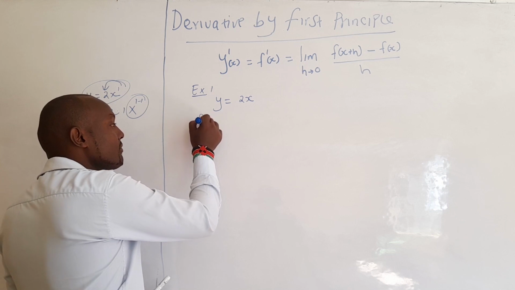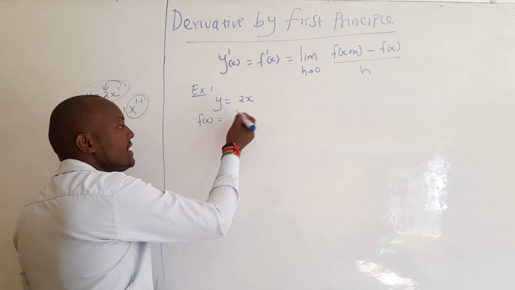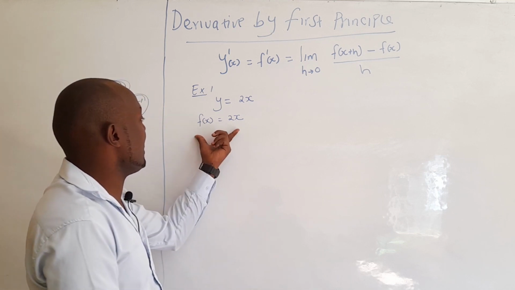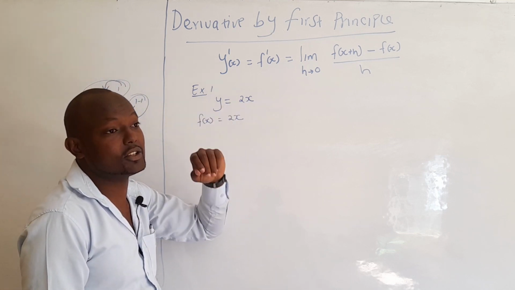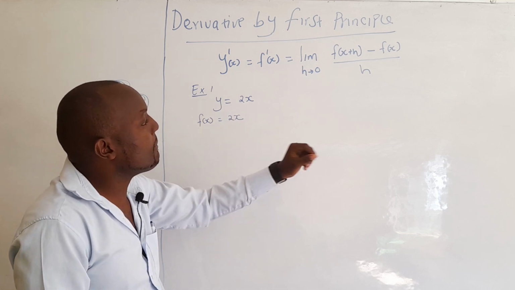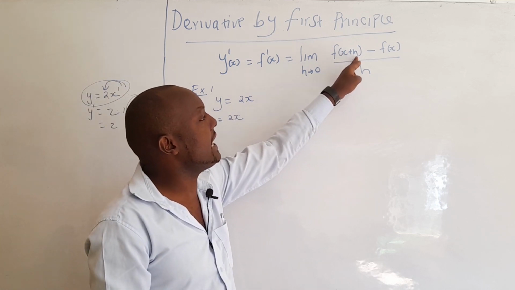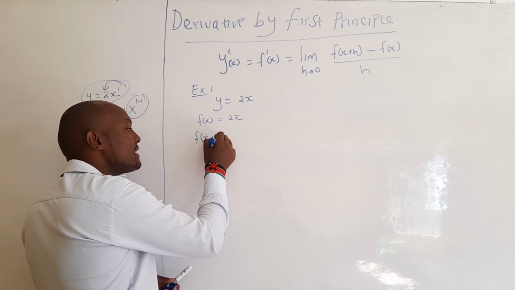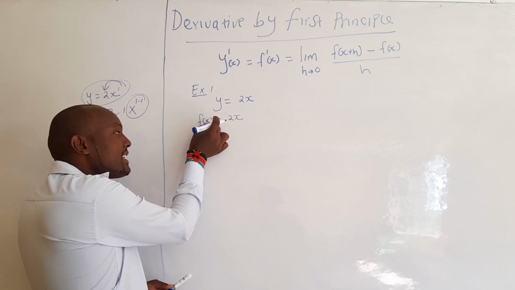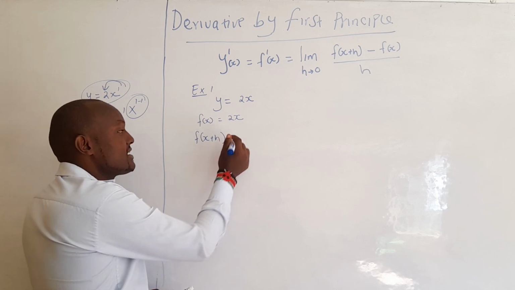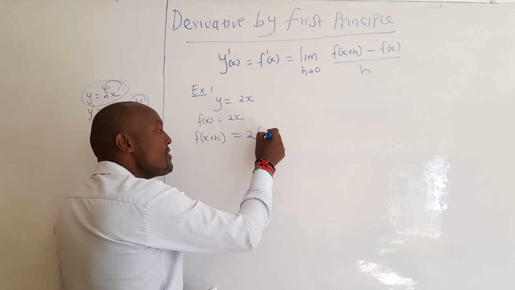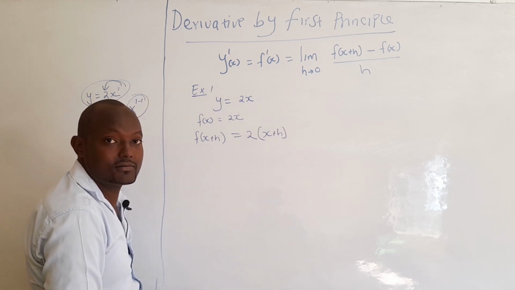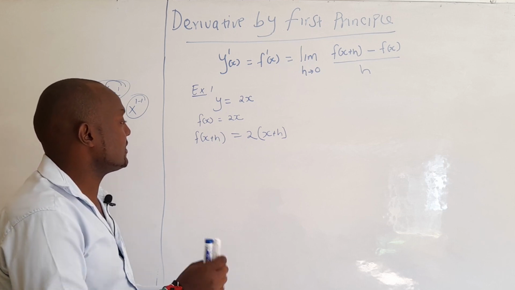So remember, our function f of x is 2x. Based on our formula, our f of x is 2x, but we also need our function at x plus h. So whenever we have x, we replace it with x plus h. So we have 2, and wherever we have x, we replace it with x plus h. Let that one stick into your head.